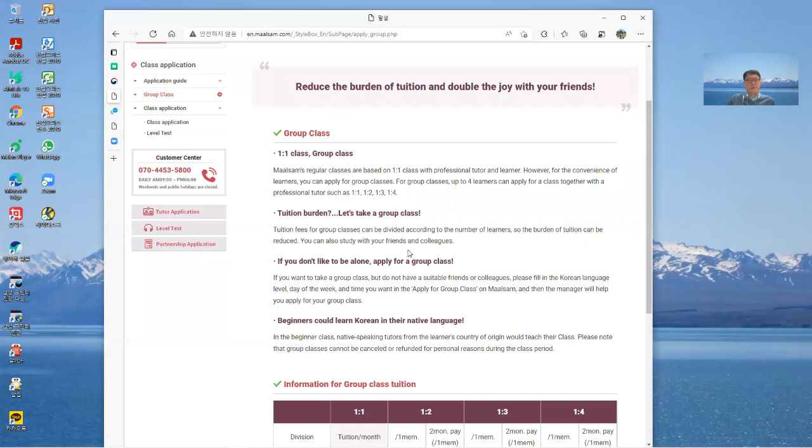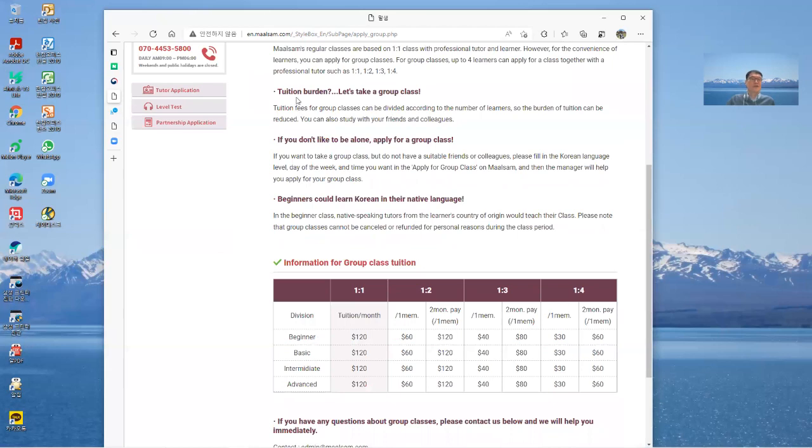I'd like to inform you Maalsam is also running group classes. Yeah, basically one-on-one class and group class. So one-on-one and 1-2 and 1-3 and 1-4. So if you have a tuition burden, you can choose to take a group class.